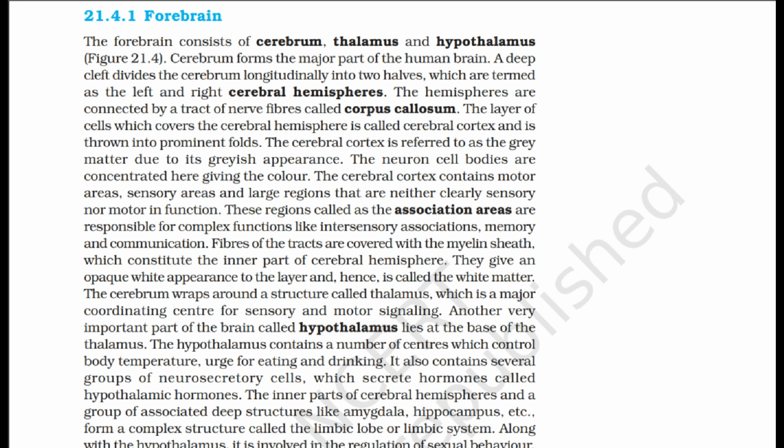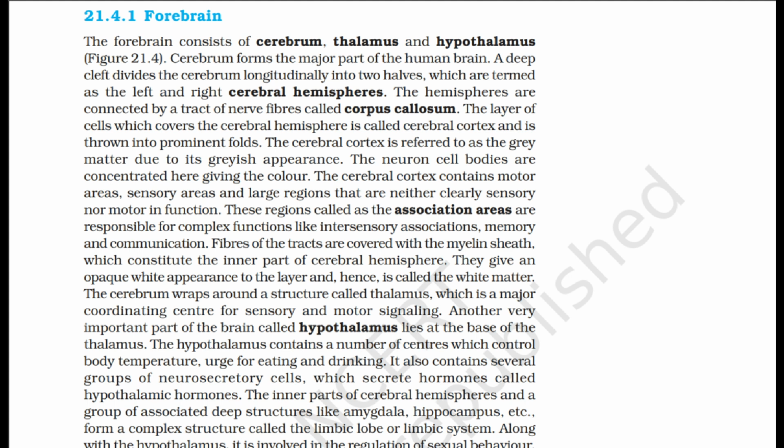Forebrain. The forebrain consists of cerebrum, thalamus, and hypothalamus. Cerebrum forms the major part of the human brain. A deep cleft divides the cerebrum longitudinally into two halves, which are termed the left and right cerebral hemispheres. The hemispheres are connected by a tract of nerve fibers called corpus callosum. The layer of cells which covers the cerebral hemisphere is called cerebral cortex and is thrown into prominent folds.